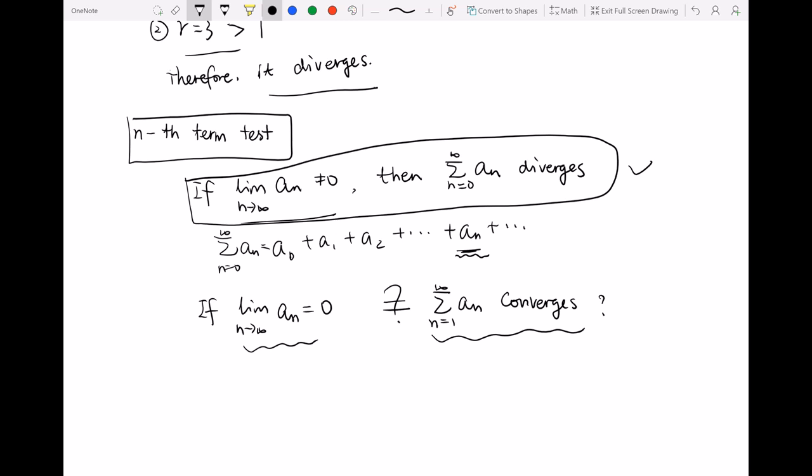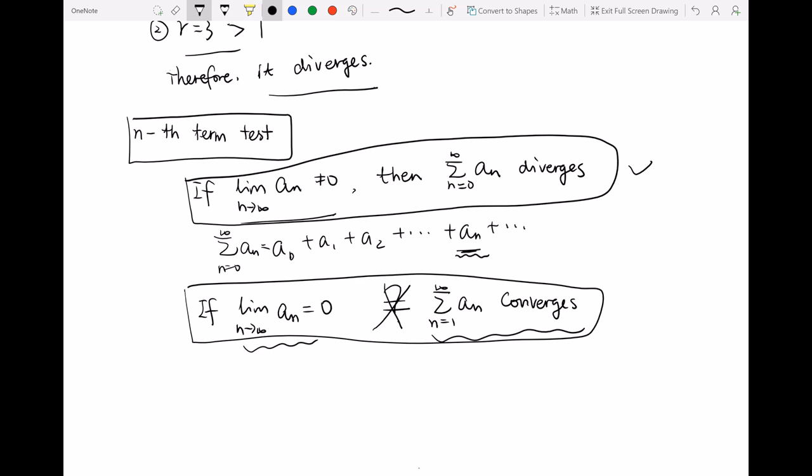If the limit of the nth term equals 0, does this mean the series converges? Yes or no? This is not exactly true. Sometimes it's true, sometimes it's not true, okay? You cannot use the nth term equals 0 to say the series converges. You cannot use this as a theorem. This is not always true.